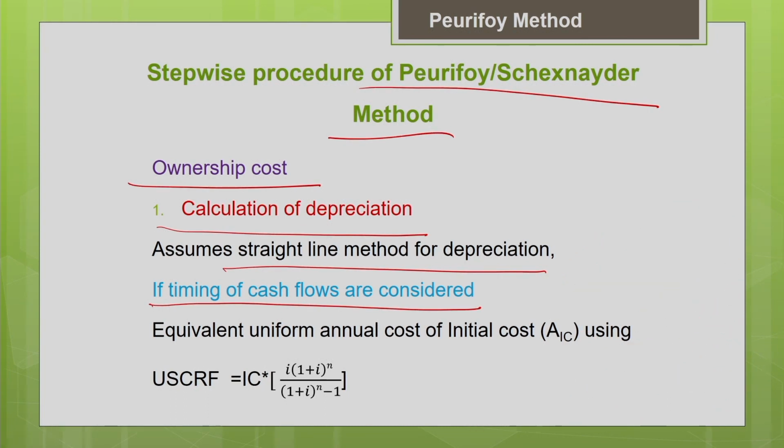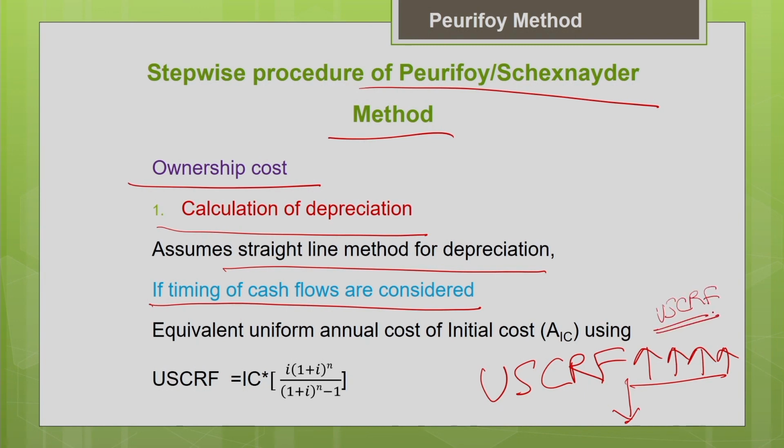So the initial cost of the machine, that is the purchase price, we are going to convert it into equivalent uniform annual cost using the uniform series capital recovery factor. So we have discussed the application of all these factors already. So you can convert your initial purchase price into equivalent uniform annual cost using the uniform series capital recovery factor.